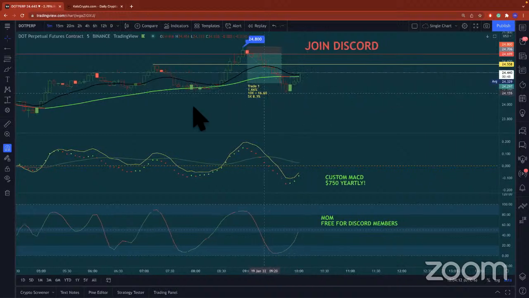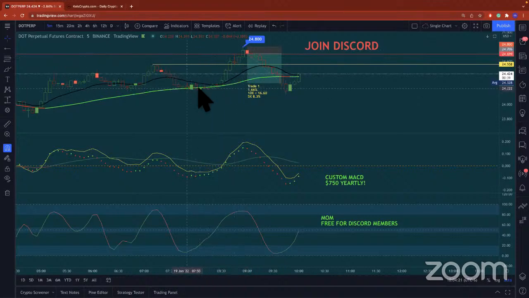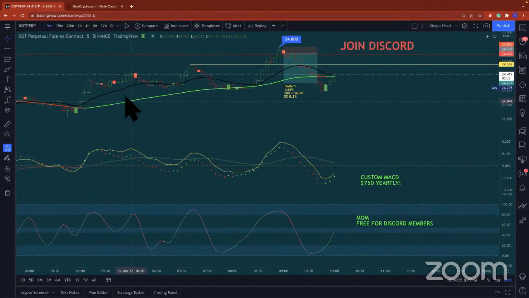But if you do see the solid colors, that's why I use the candlesticks that are hollowed, so I can look at and see the signals. Not all of them are going to be good for you. Like this one right here, this one wouldn't have been a good signal.